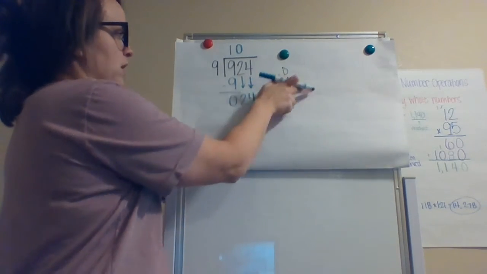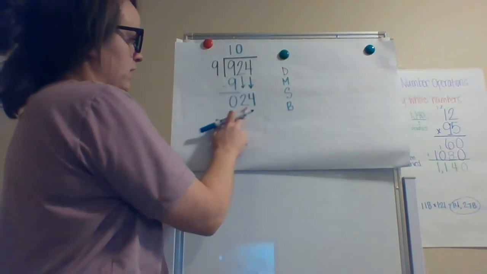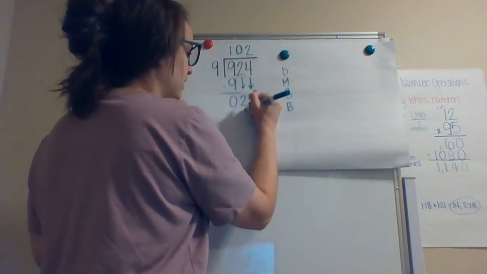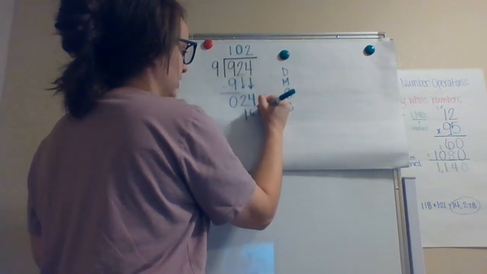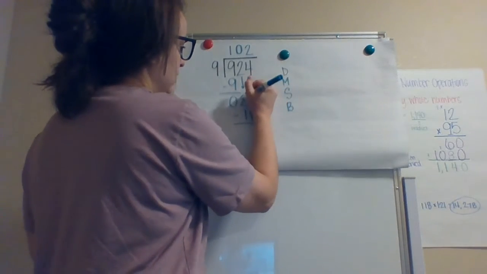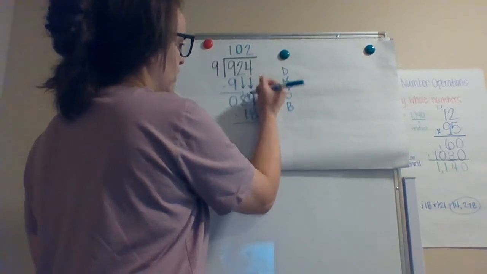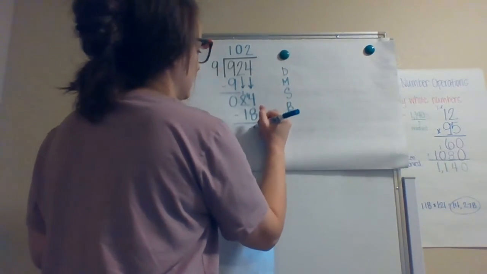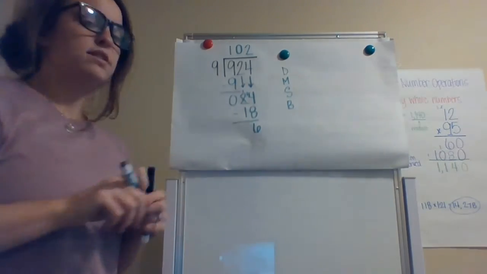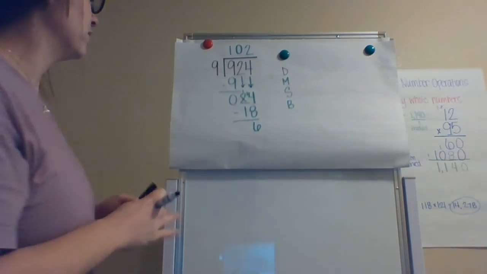So we're going to start over and divide. 9 goes into 24 twice. And we're going to multiply 9 times 2, which is 18. We're going to subtract. We're going to borrow. 14 minus 8 is 6. 1 minus 1 is 0. And there's nothing else to bring down because we have a remainder of 6.